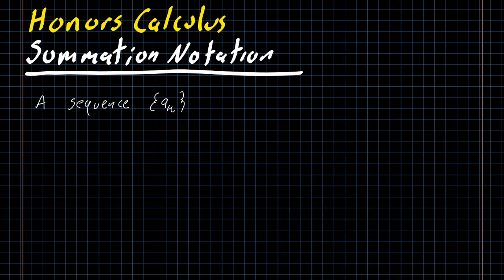A sequence is going to be denoted a with a subscript of k. Sometimes you'll see a subscript of i, sometimes you'll see a subscript of n. I like subscript k. And we're going to put that inside of curly braces, which are not quite going to function as set braces, but similar enough for most purposes.